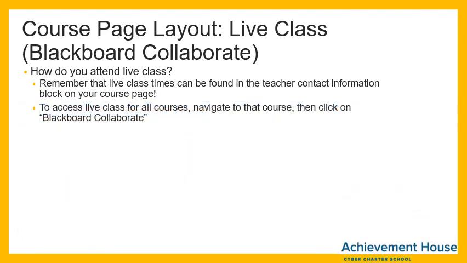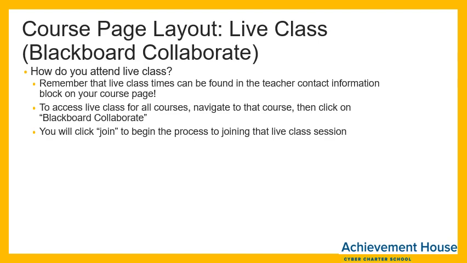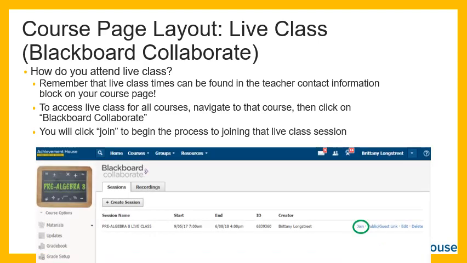When it comes time to access live class for all of your courses, you'll navigate to that course, then click on Blackboard Collaborate on the left-hand side, just below where the Grades button was. Once you click on Blackboard Collaborate, you'll click on the Join button to access that live class session, shown in the screenshot shown below. You can see the blue hyperlink that says Join that will allow you to access the live class session.